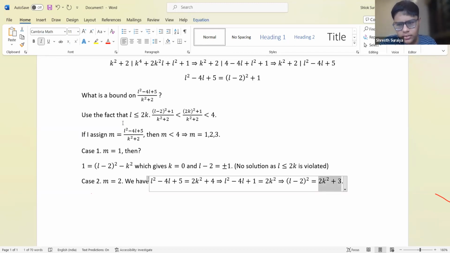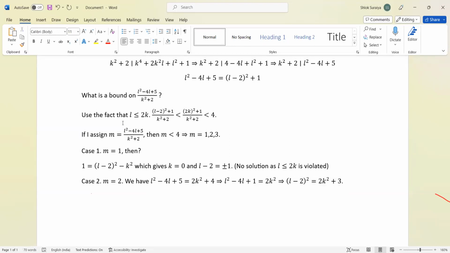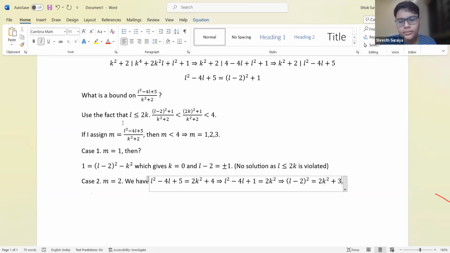This one, right? Sorry, I mean it's 1 mod 2. RHS is odd, yeah. So L has to be odd, that is correct. And what Vinayak said, that's how you can finish it. L minus 2 whole squared is congruent to 1 mod 4. And 2k squared plus 3 is congruent to 1 mod 4.